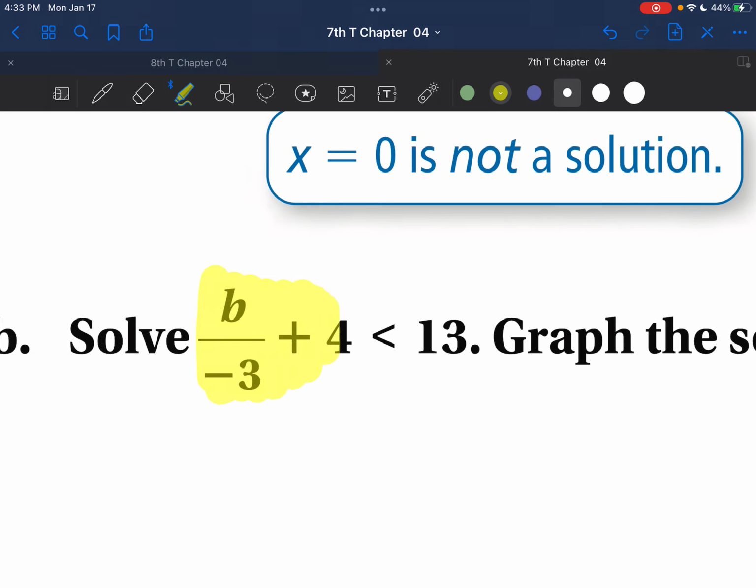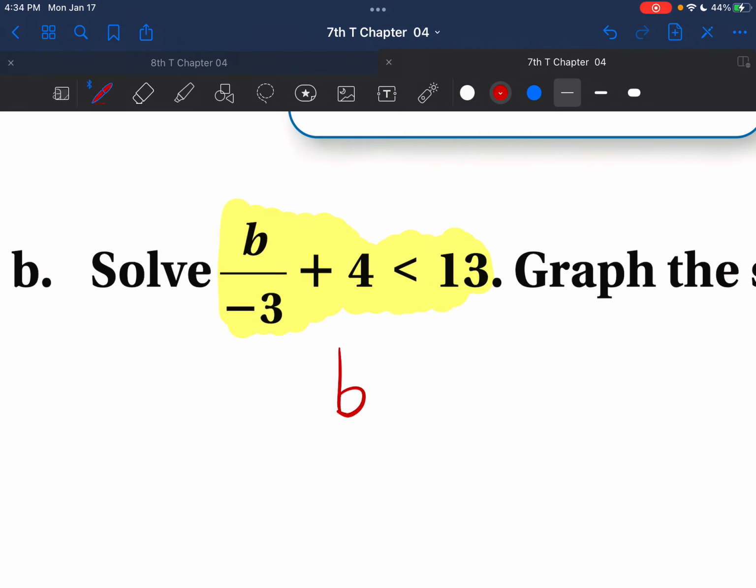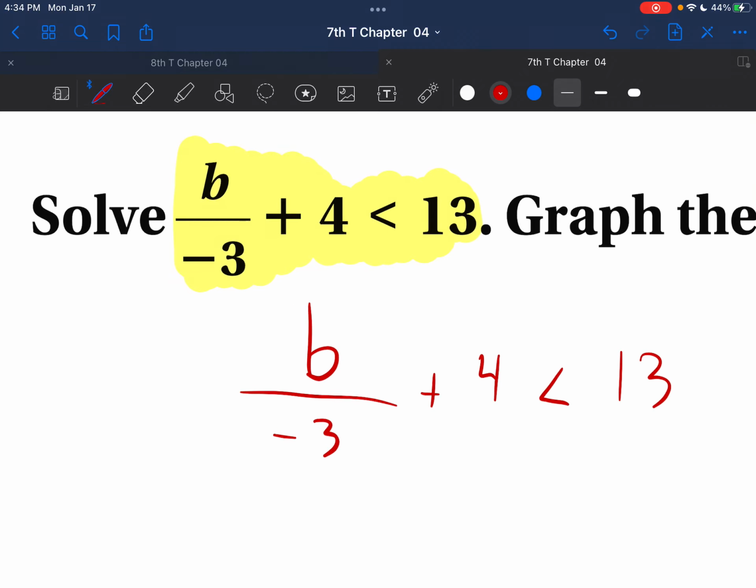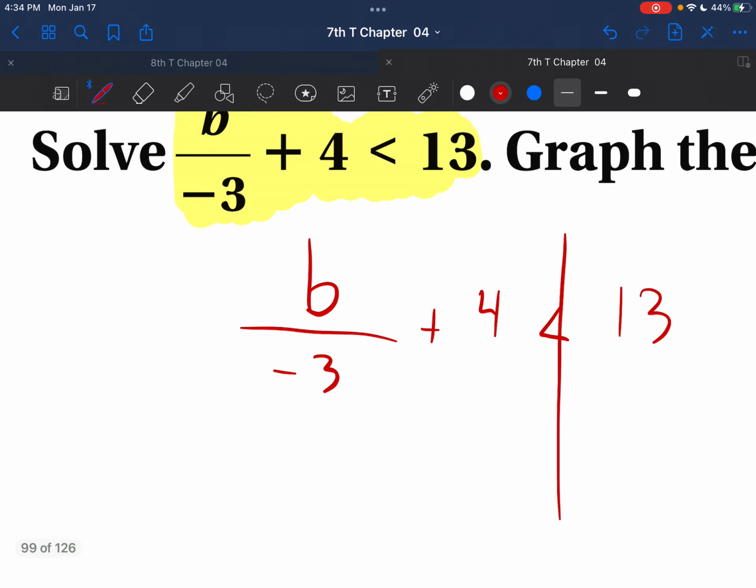Let's try another one. Here we go. Copy this question down, please. We have b divided by negative 3 plus 4 is less than 13. We got two sides to this problem. What is the opposite of adding 4? That would be subtracting 4. Don't forget to cross that off.